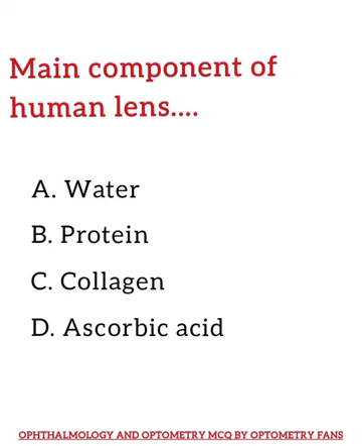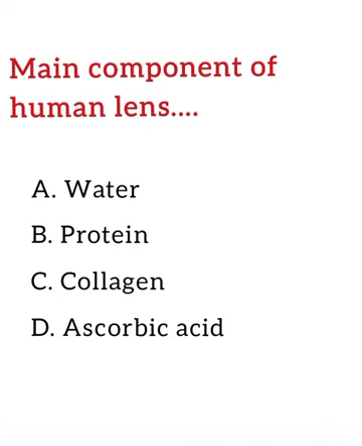The main component of the human lens is option A, water. Option B, proteins. Option C, collagen. And option D, ascorbic acid. The correct answer is option A, water.